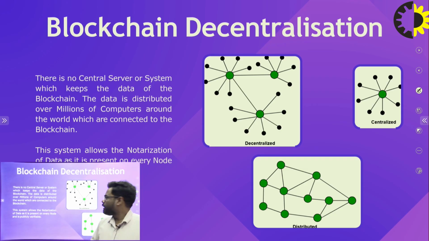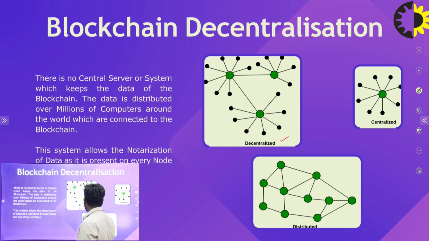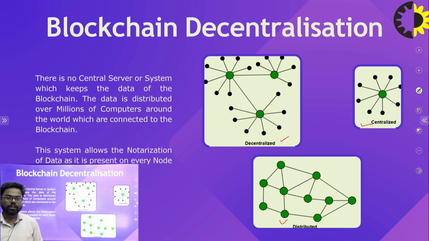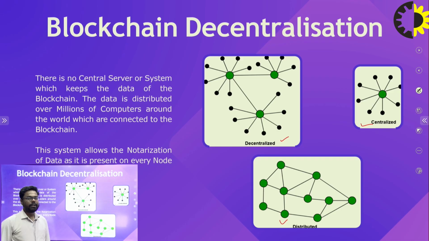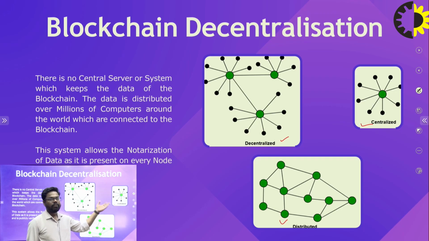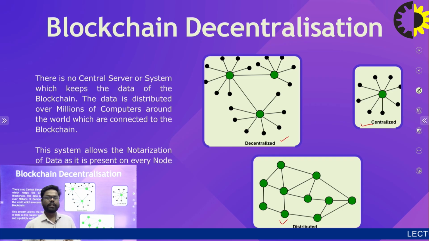There are three diagrams in my slide over here: decentralized, centralized, and distributed. I am explaining what these three different types of networks are. First, the centralized. This centralized system means that all the nodes are connected to a mainframe, or to the main of the system. This is known as centralized.